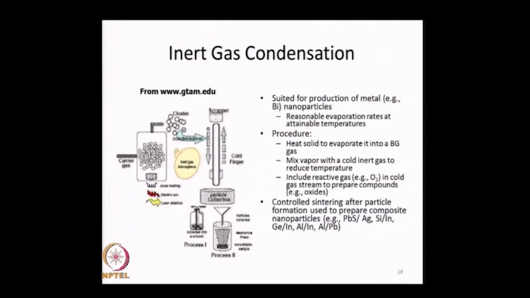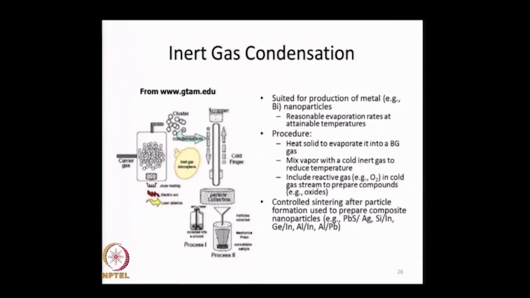For example, if you are trying to make a nano oxide, you can do that by introducing a stream of reactive gas into the cold gas stream. If you are only trying to make nano sized metal, then simply heating the solid into a background gas and then cooling it is sufficient to produce a supersaturation, which can then be relieved either homogeneously or heterogeneously to produce the nucleates. You can also do controlled sintering after particle formation to prepare composite nanoparticles. Various examples are given here.